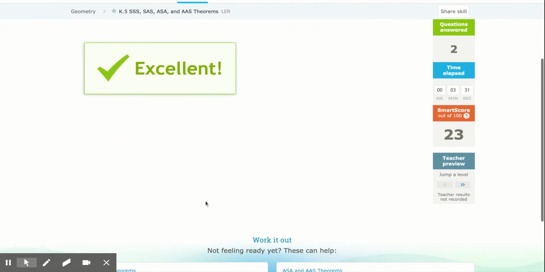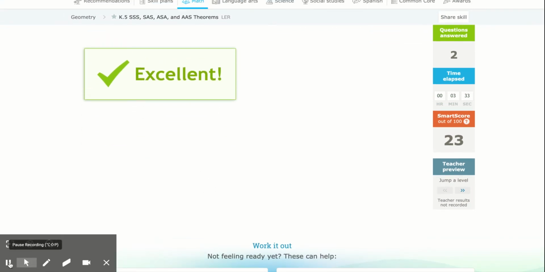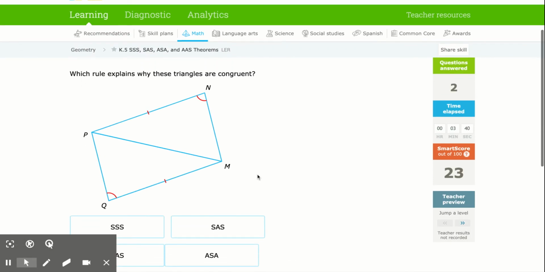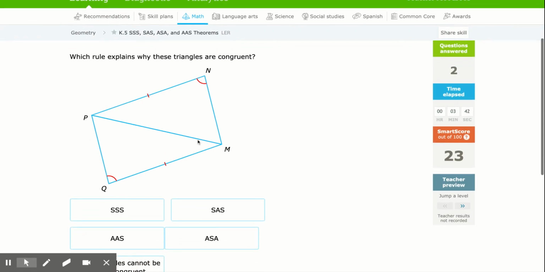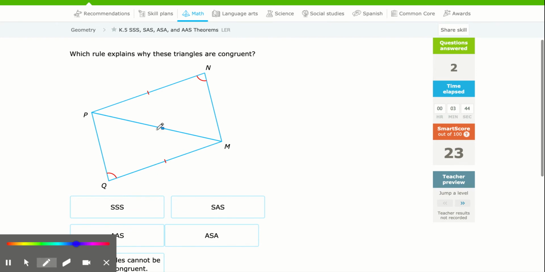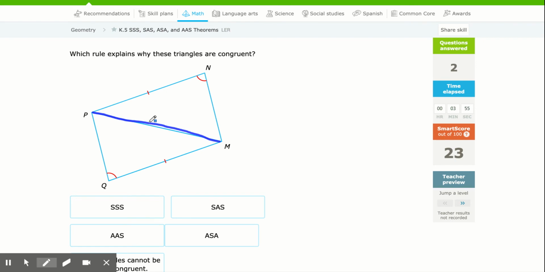And looking at the next one, sometimes the triangles share a side in common. And then you need to realize that even though the side they share in common isn't marked, it is congruent to itself. In other words, this side of the top triangle is congruent to this side of the bottom triangle. So a lot of times I'll put my own little double tick mark in there to remind myself that even though it's not marked, they share that side in common.